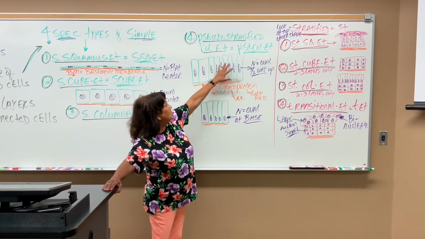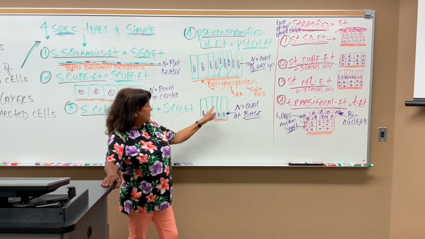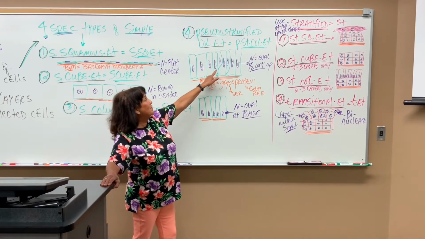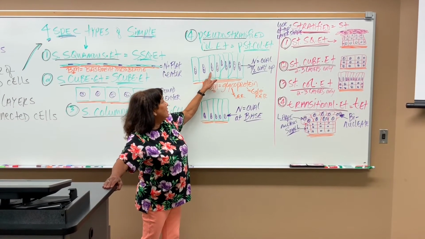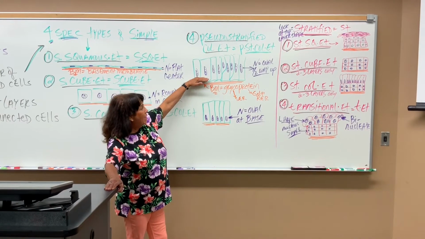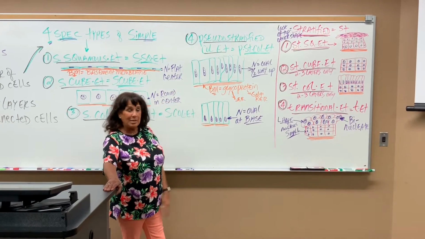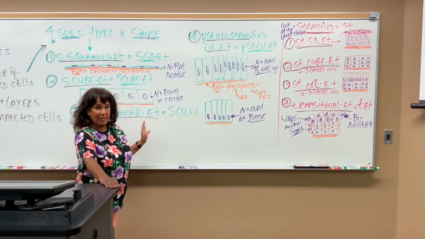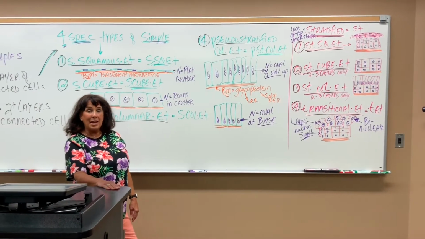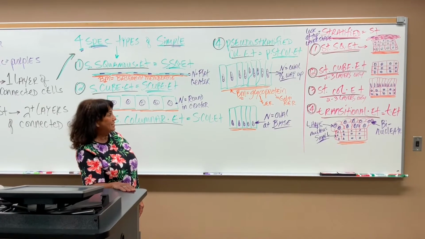And so some of the cells don't look perfect, like these cells down here, but some of them get squashed in here, and they're different shapes, but they always have an oval nucleus, but it's about halfway up in the cytoplasm, okay? So those are my four specific types of simple ET.